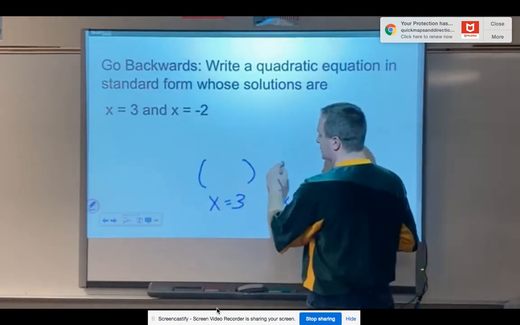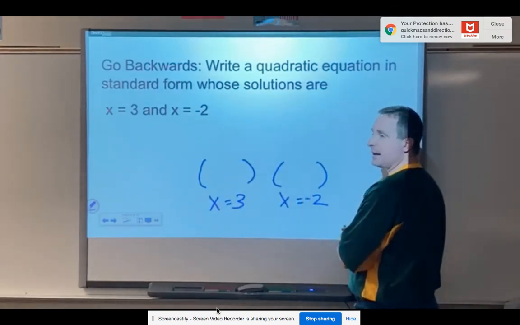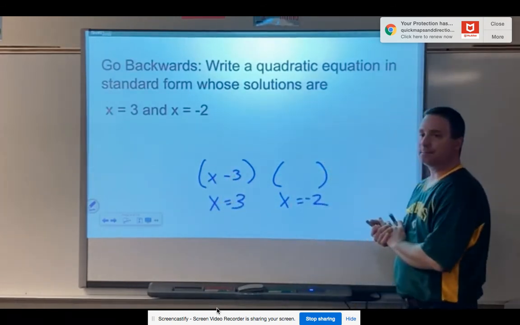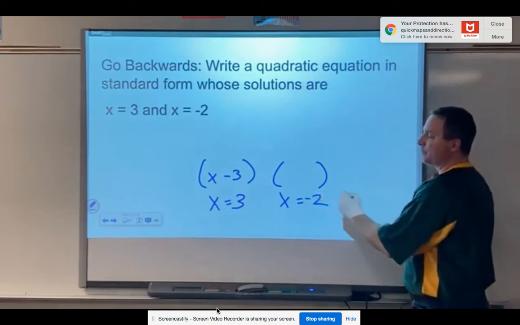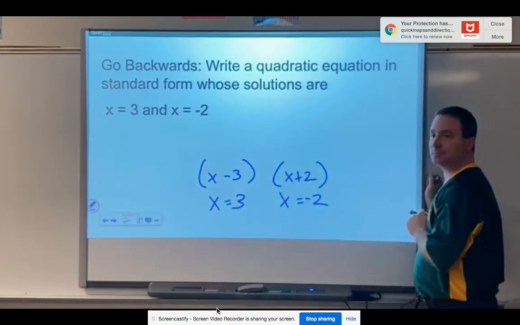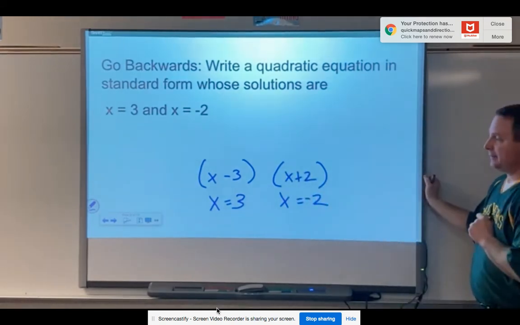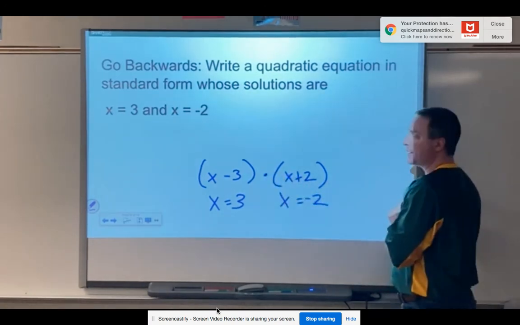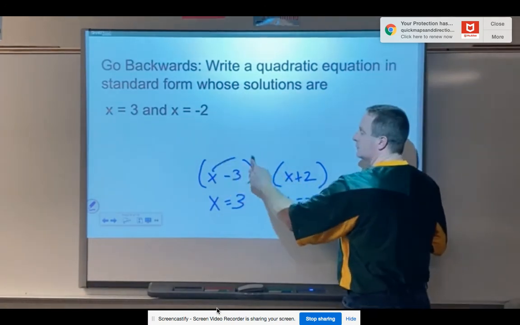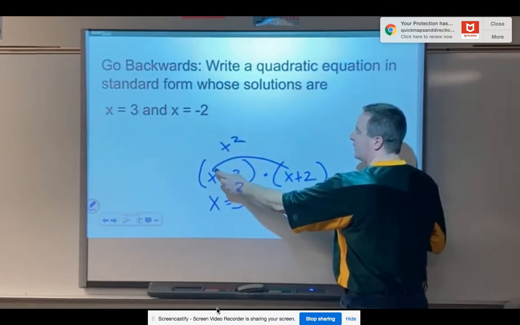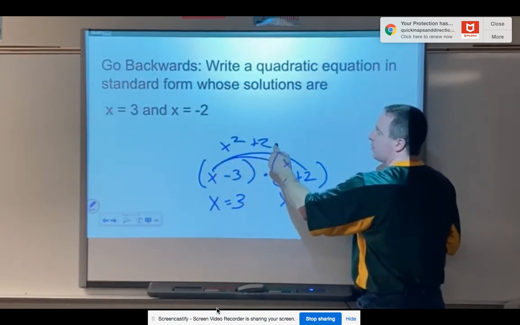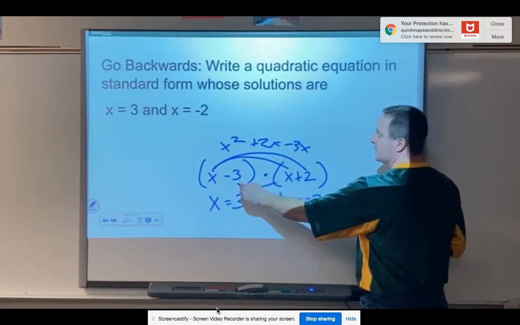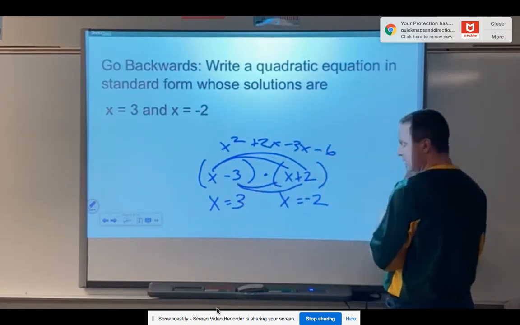Let's think about this. If I go backwards, where did x equals 3 come from? Could that have come from x minus 3? And x equals negative 2 came from x plus 2. Okay? It's going backwards of what we've been doing. And then to find the quadratic equation where they came from, we're going to FOIL. X squared plus 2x, my middle term is minus 3x minus 6.